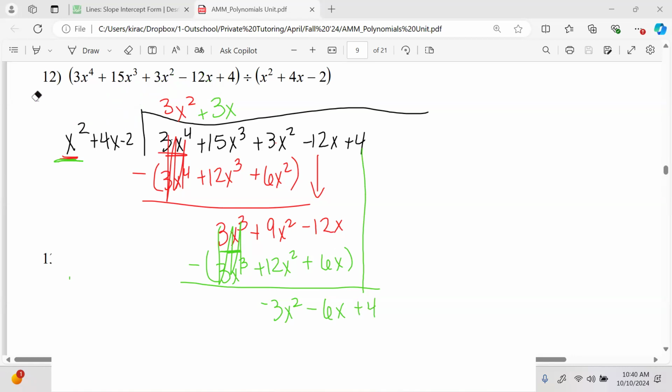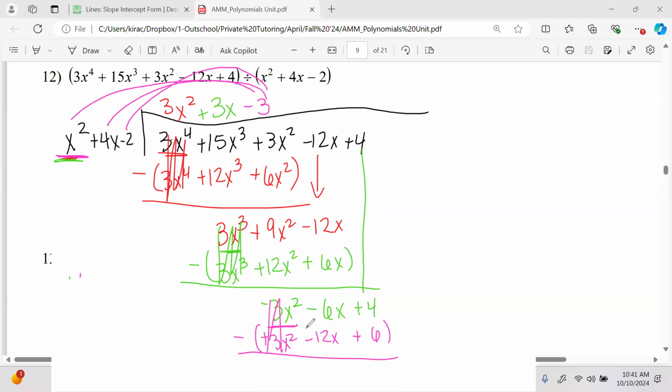One more time, I think we'll do it because we're turning x squared into -3x squared. So he just needs a -3. And distributing that through. Subtracting. Minus minus will turn to plus and cancel. Minus minus will turn to plus. -6 plus 12 is 6x. And then 4 subtract 6 is -2. And this binomial is your remainder.